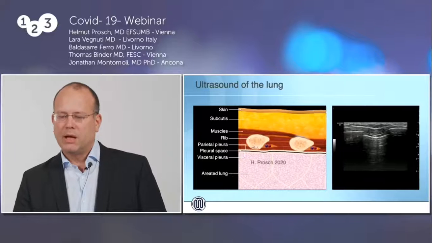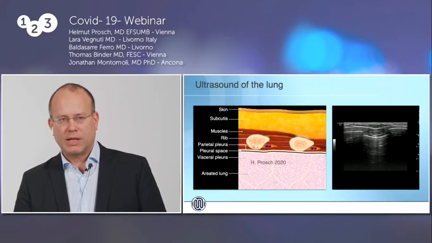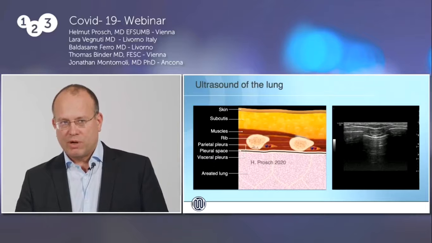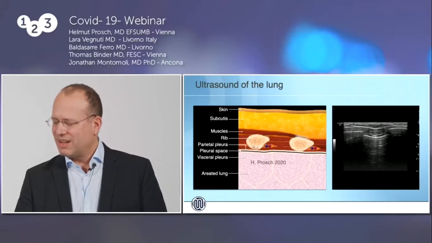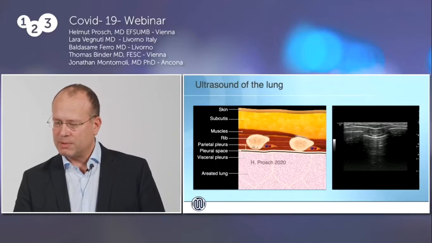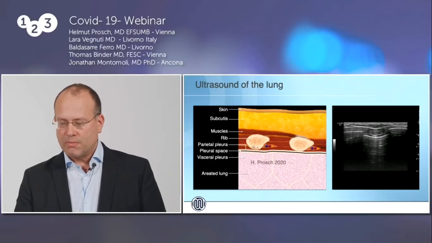And because we are going to see a number of cases afterwards, I was asked to give an introduction on what to expect to see in ultrasound of the lung. So this is just a brief introduction. This is not a lengthy discussion on this topic, but so that you understand what you will see afterwards in these cases. So just to remind you, what do you see on a chest ultrasound?